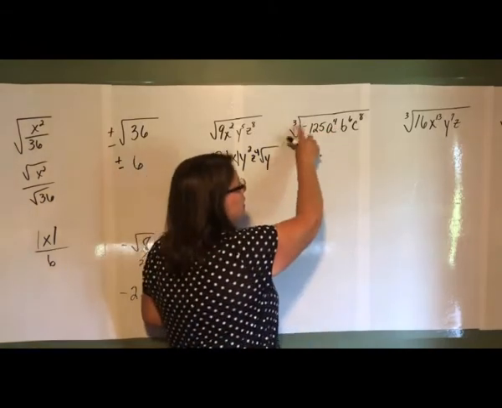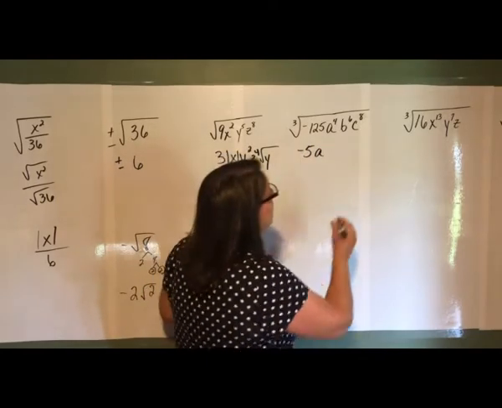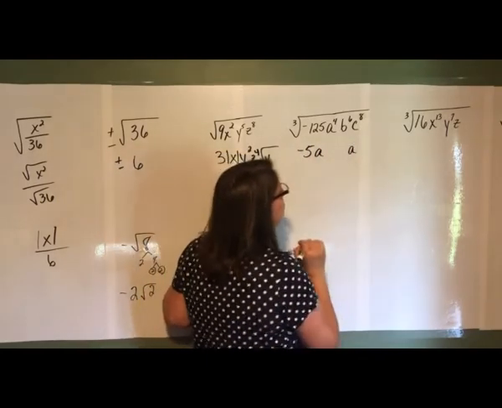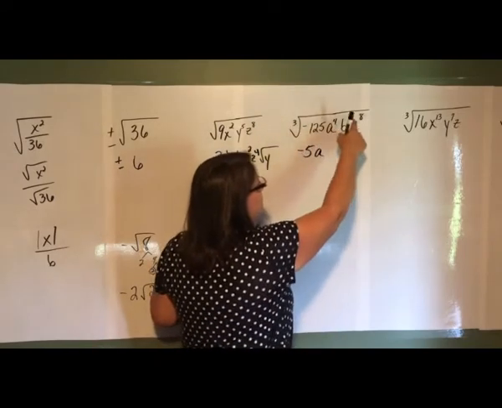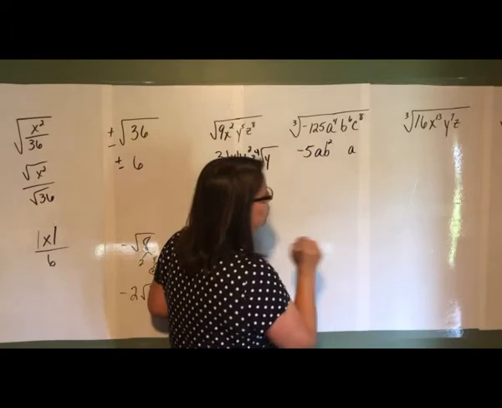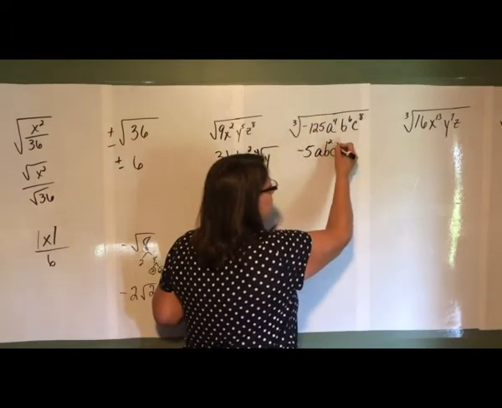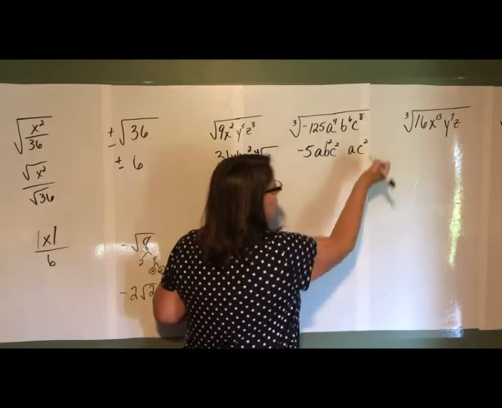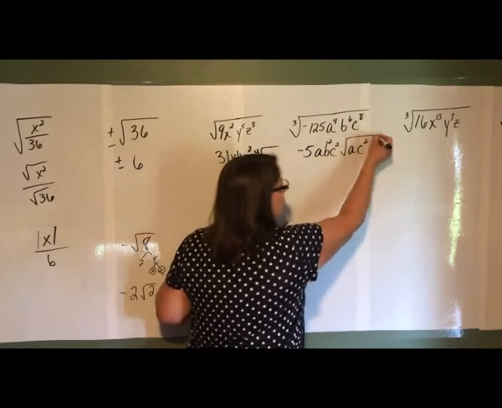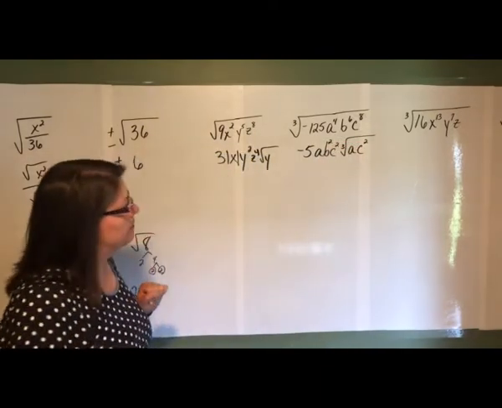So 3 goes into 4 once, so I can bring 1 out. That leaves me with 1 inside. 3 goes into 6 twice, so I can bring out 2 b's, no remainder. And then 3 goes into 8 twice, with 2 left over. So those 2 were left inside. It was a cube root, so I keep the cube root.